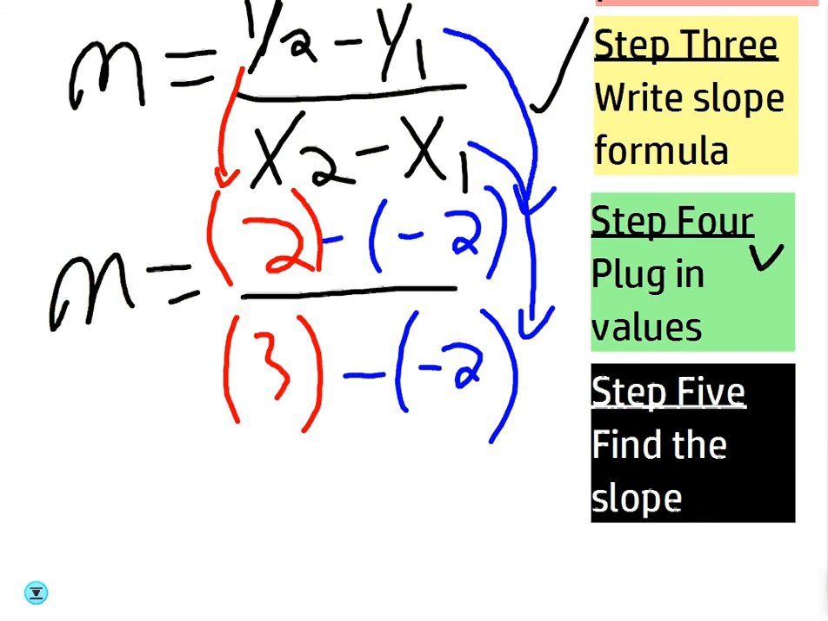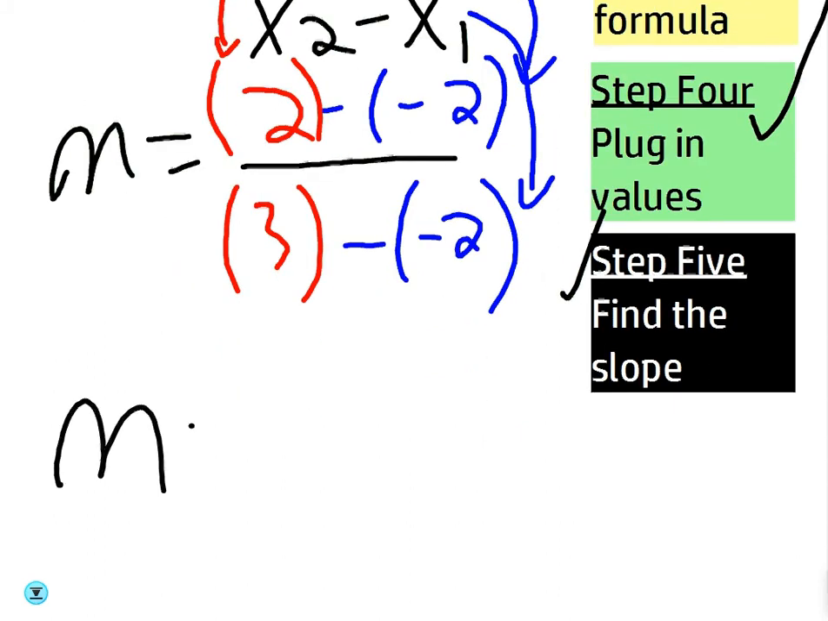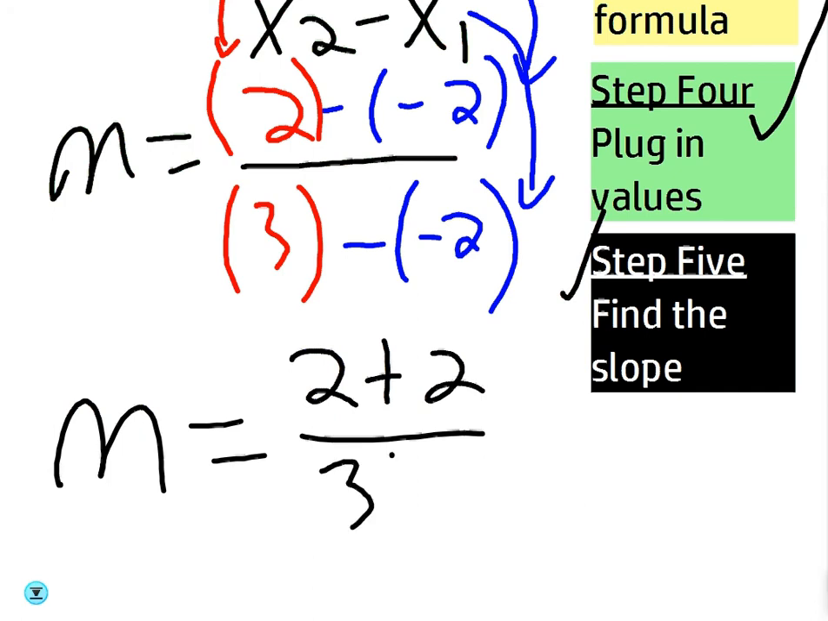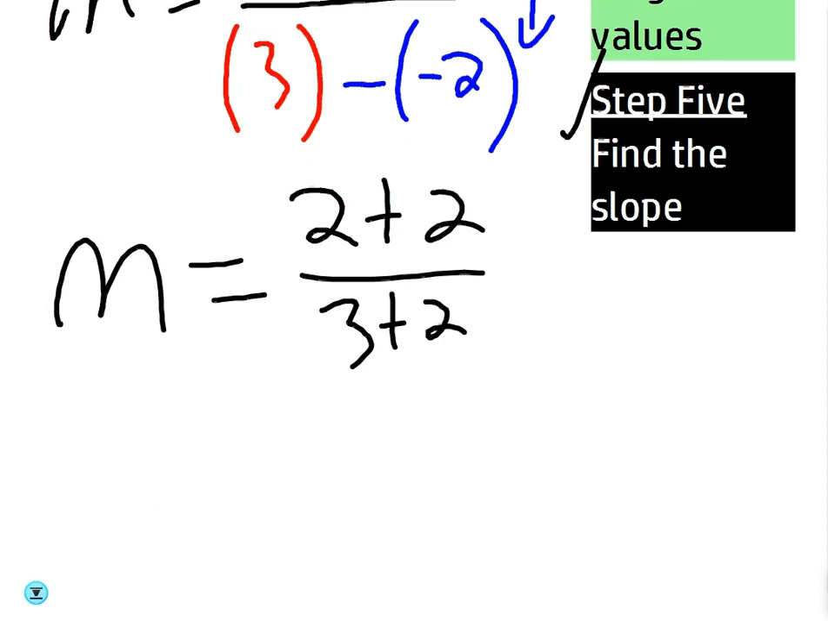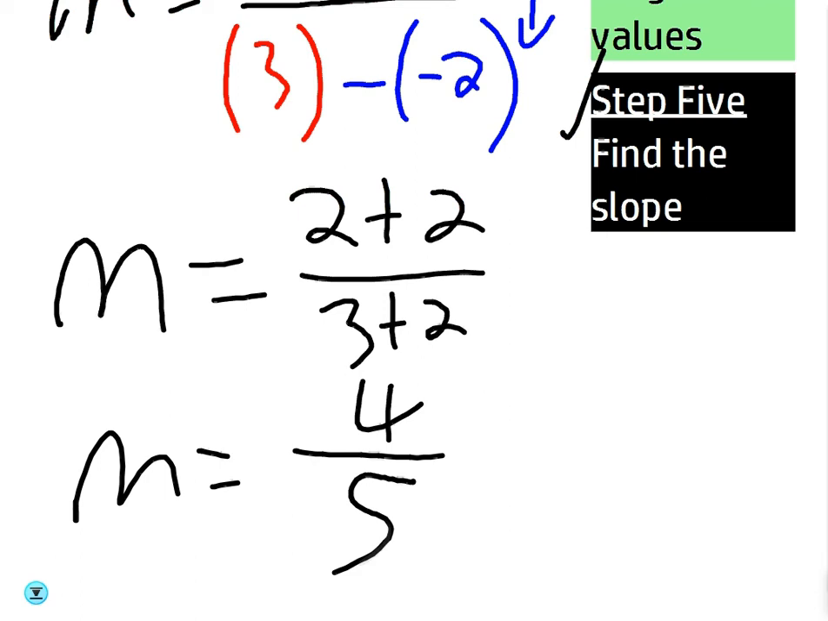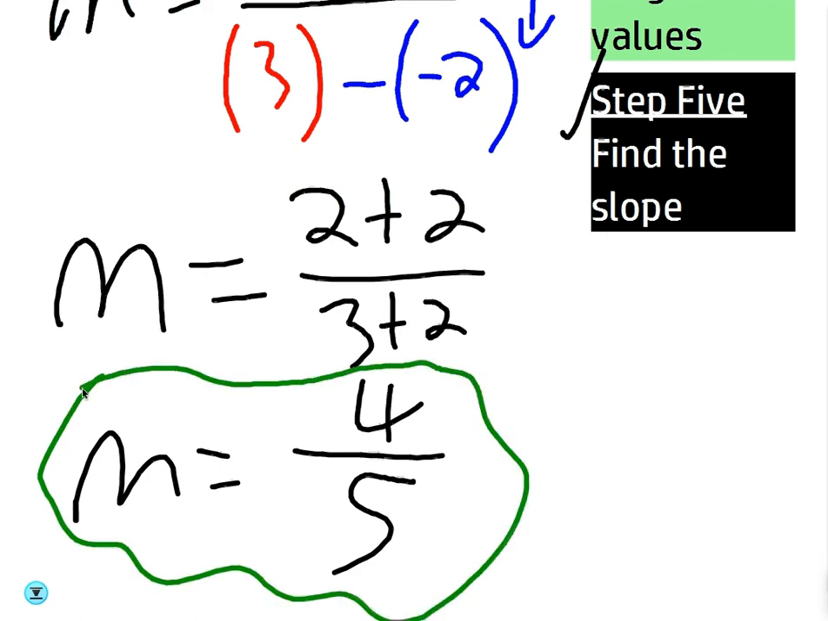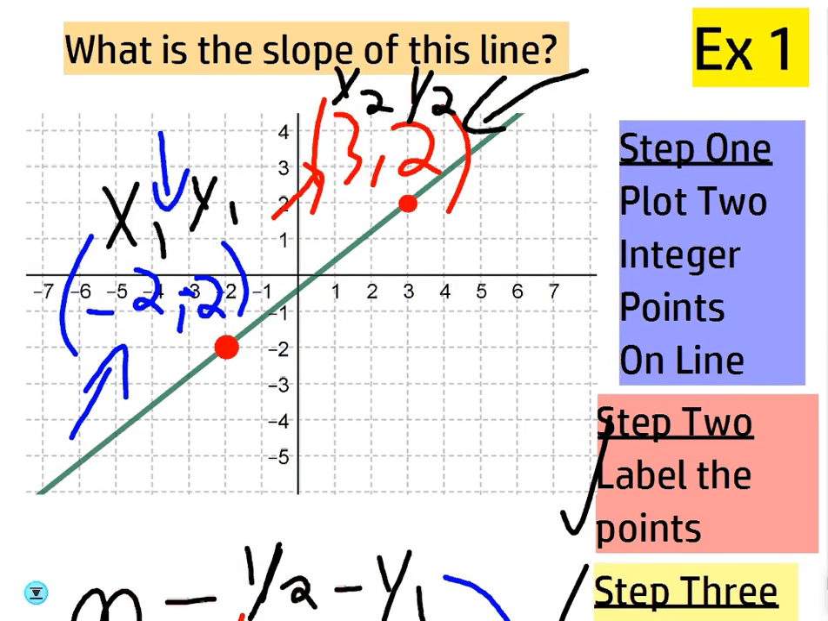So step 4, once we write the formula, we plug in the values, and now we just solve. So the top becomes 2 plus 2, yes, because it's 2 minus negative 2. The bottom becomes 3 plus 2. And the slope becomes 4 over 5. And again, when you get this answer, make sure it's simplified, okay? So what we figured out, and I'll go back down in a second, but what we figured out is it goes up 4 and over 5.